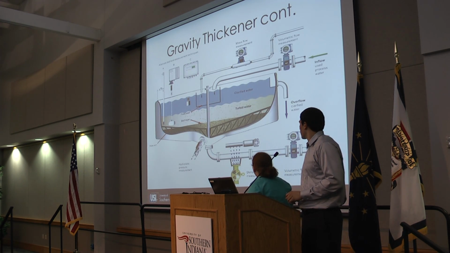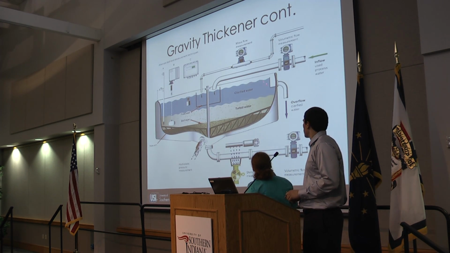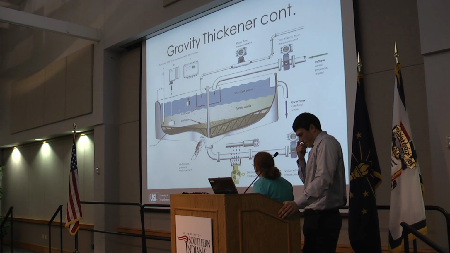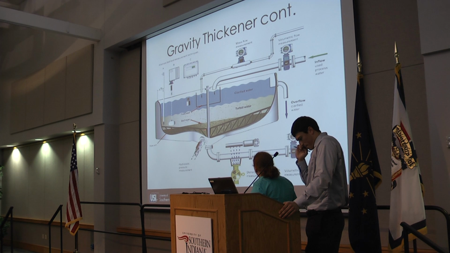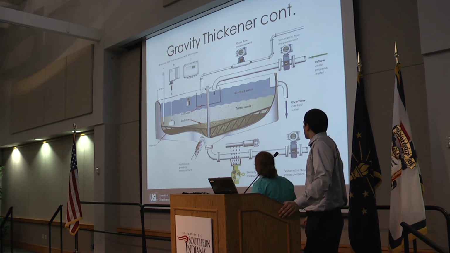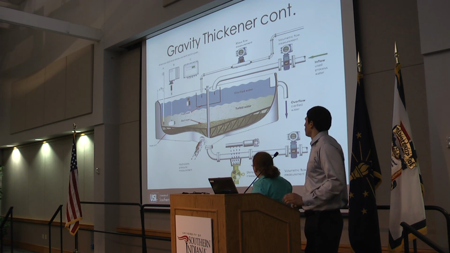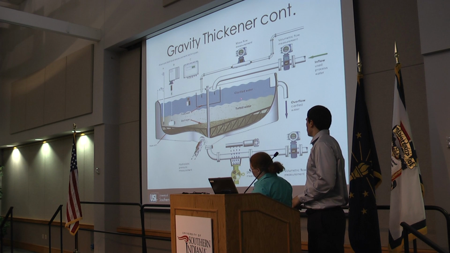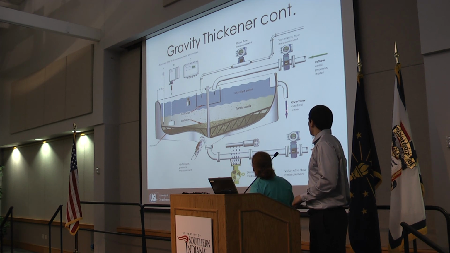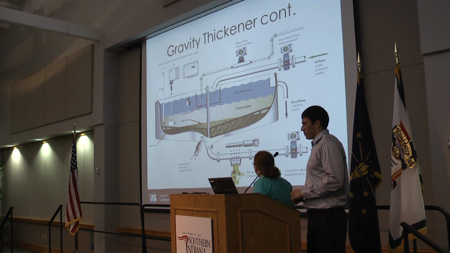This is a schematic of a typical gravity thickener. You can see the green arrow will be inflow from the equalization basin, and the solids will settle to the bottom, where a rake arm scrapes them out, and they will come through here to the mechanical dewatering equipment. This will be the extra clear water that will flow through to the sanitary sewer and onto the wastewater treatment plant.